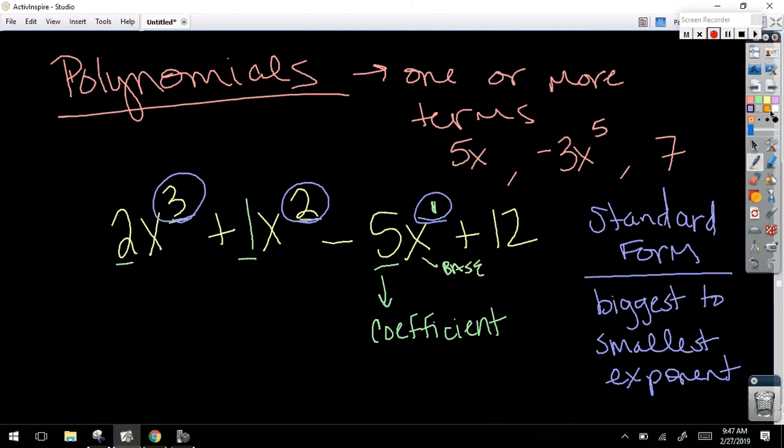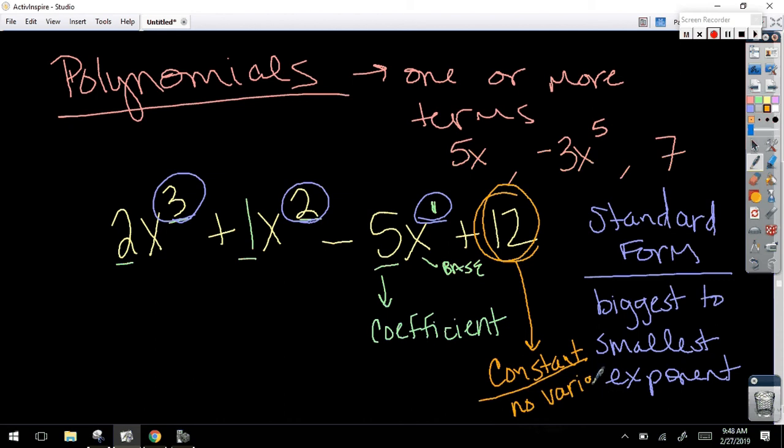What is this number on the end that does not have a variable hooked to it? What is that called? It is a whole number. Give me another name for it in math. What kind of number doesn't have a variable? Do you know? Constant. Okay. Constant means no variable.